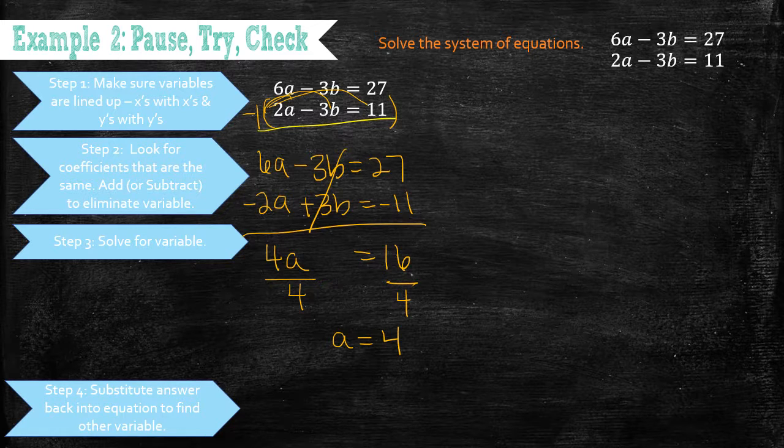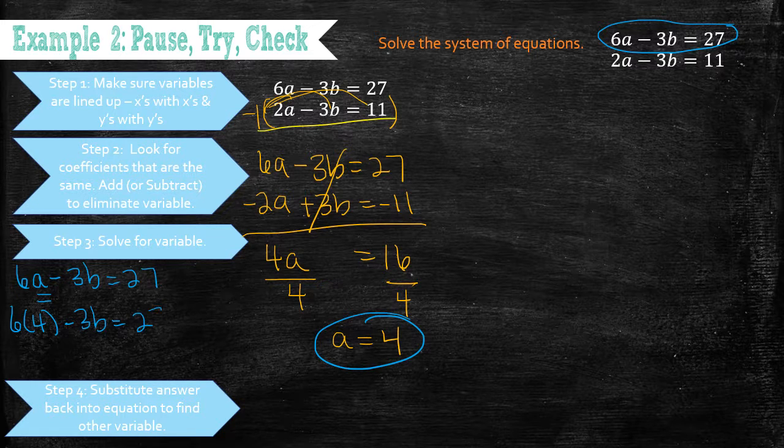Now my last step, if you'll remember from the last example, is to substitute that answer back into an equation to find the other variable. Again, it doesn't matter which equation you choose. So if I pick this top guy, I'm going to put my work over here. I've got 6a minus 3b equals 27. I'm going to take my answer for a and plug it into a over here. So 6 times 4 minus 3b equals 27. 6 times 4 is 24.